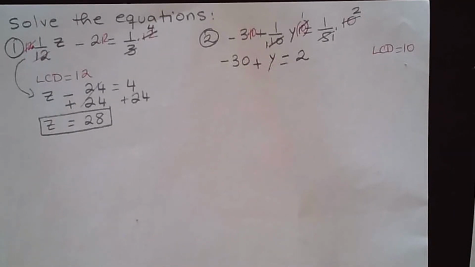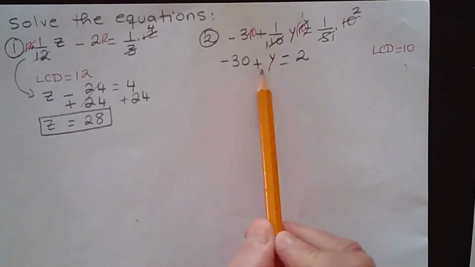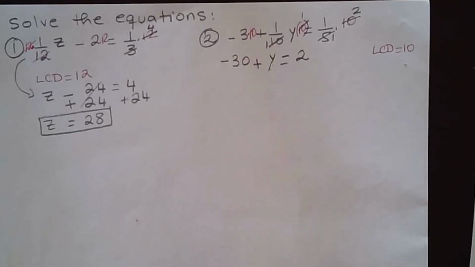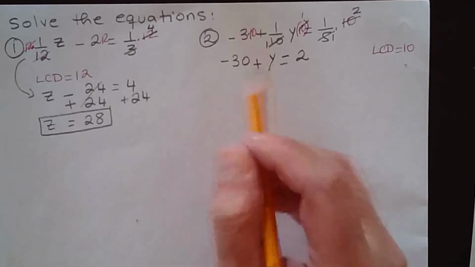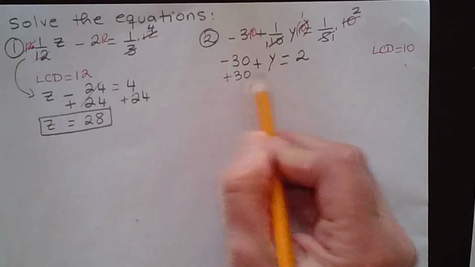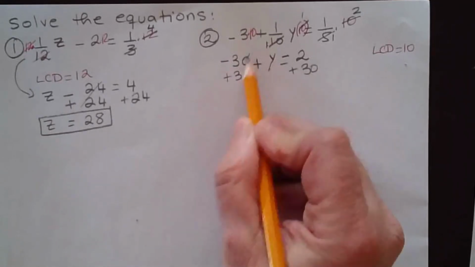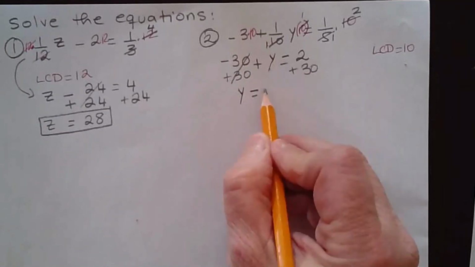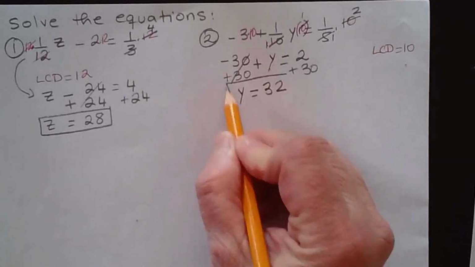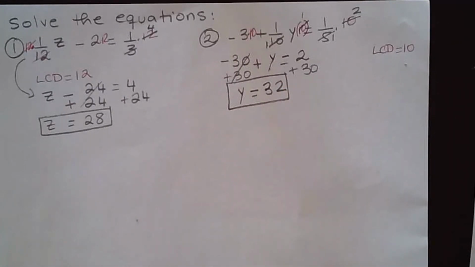Again, by multiplying with the LCD, I cleared the fractions in the equation, and I'm left with negative 30 plus y equal to 2. Now solving for the variable, which is y, I need to add 30 to both sides of the equation. So this cancels, and I'll be left with y equal to 30 plus 2, which is 32. y is equal to 32.